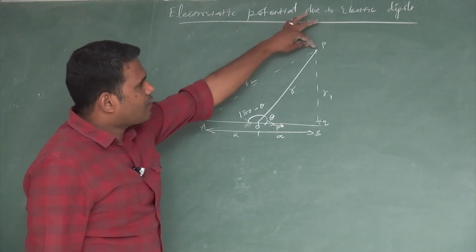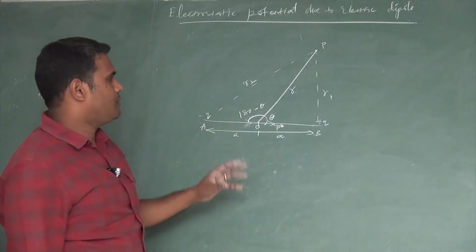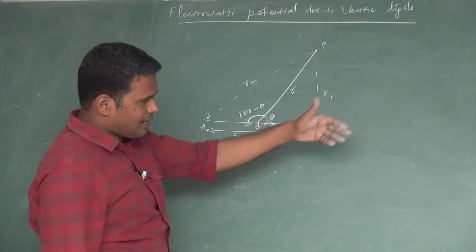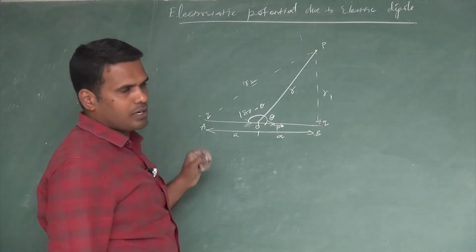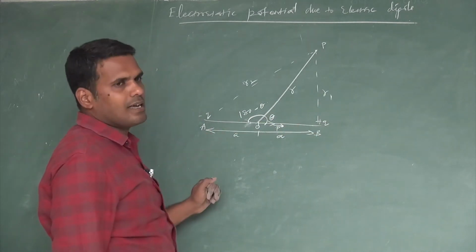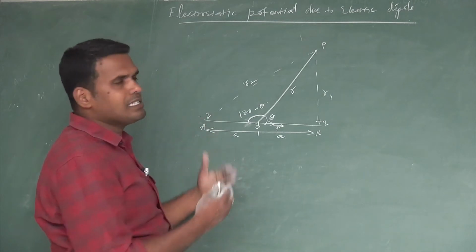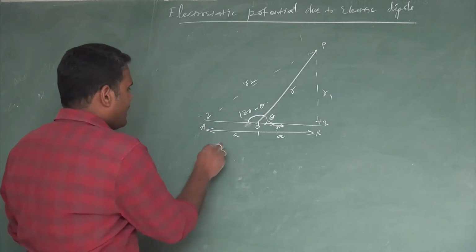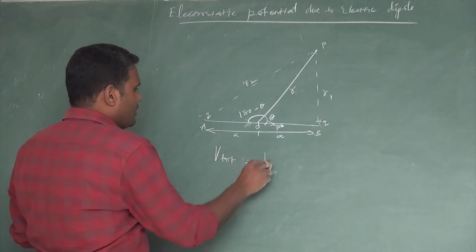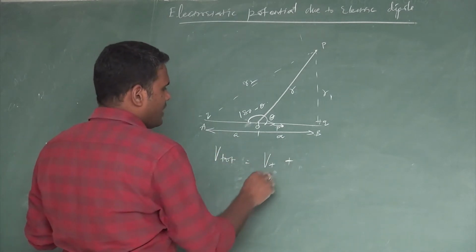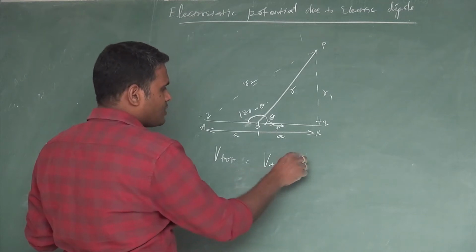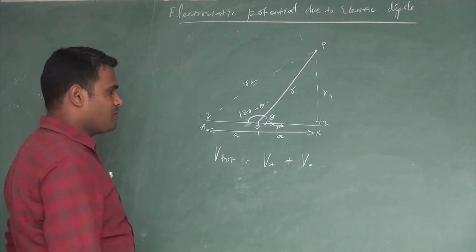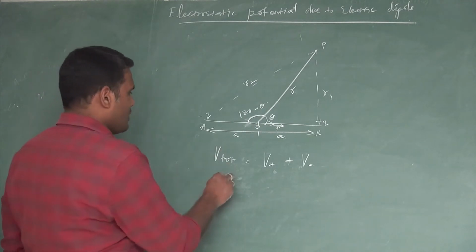Now, we have to calculate the potential at the point P. As we saw earlier, in order to calculate potential at any point due to various charges, we have to take the algebraic sum of the potentials due to individual charges. So, I can write that the total potential is the algebraic sum of the potential due to the positive charge and the potential due to the negative charge.